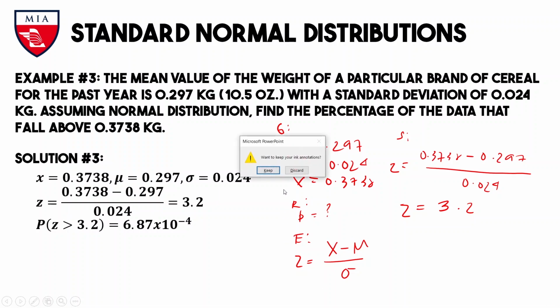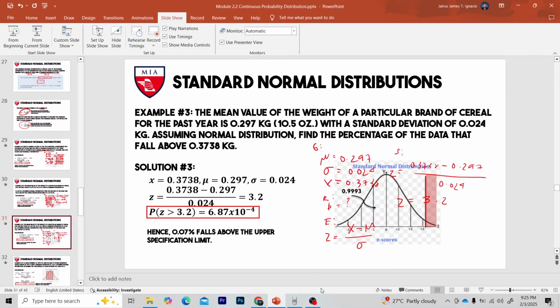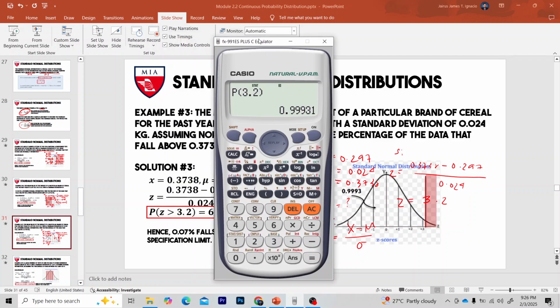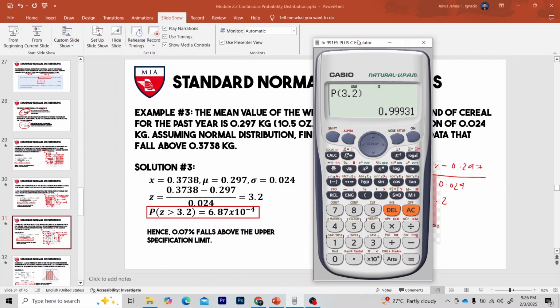Let's use the calculator. So we have 3.2. Shift 1, distribution, P, 1. So 3.2. So we have this 0.991.